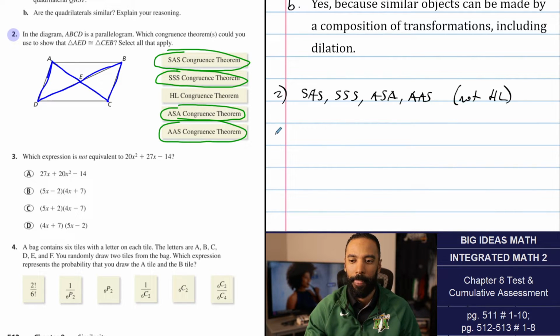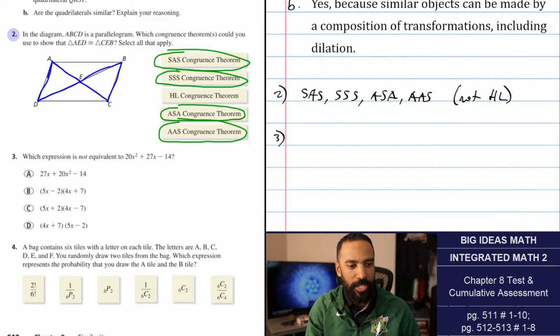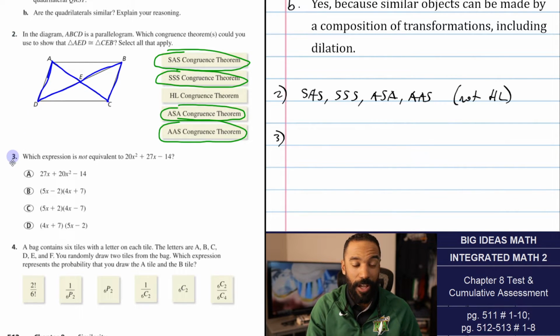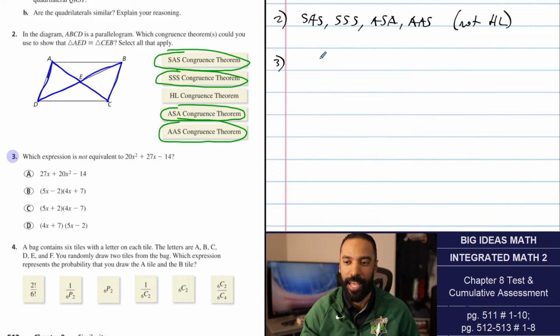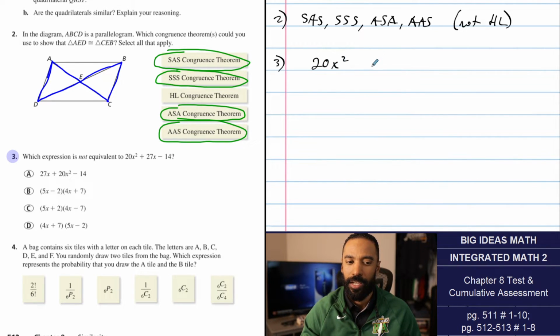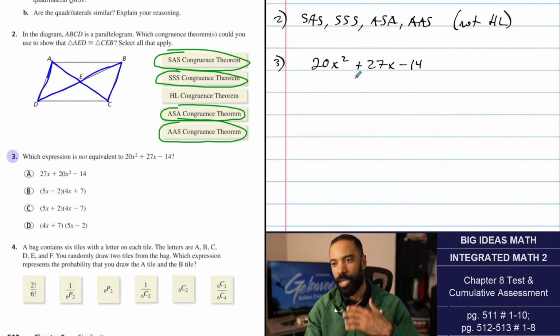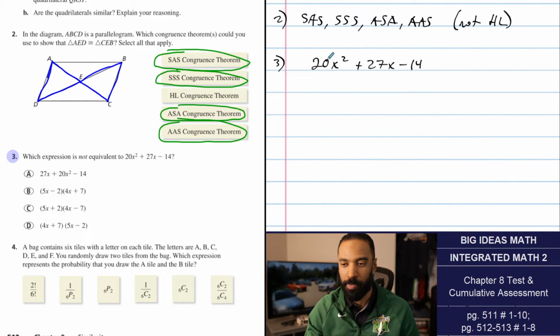Hypotenuse leg, no. Number 3: Which expression is not equivalent to 20x squared plus 27x minus 14? It's been a long time since we've done algebra. Cumulative assessment stuff, I guess, but outside of that, not really. Without looking at the options, I want to do more of the factoring. Let's just play with the factoring.